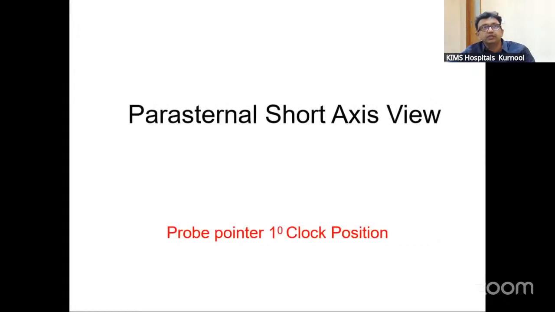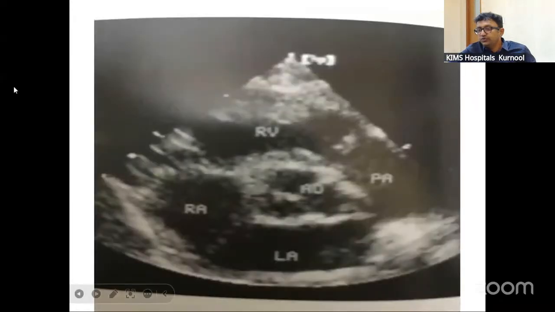Then we move on to the parasternal short axis view. We turn the probe 90 degrees, that is, you get into the 1 o'clock position, the probe pointing to the 1 o'clock position. And this is what we see.